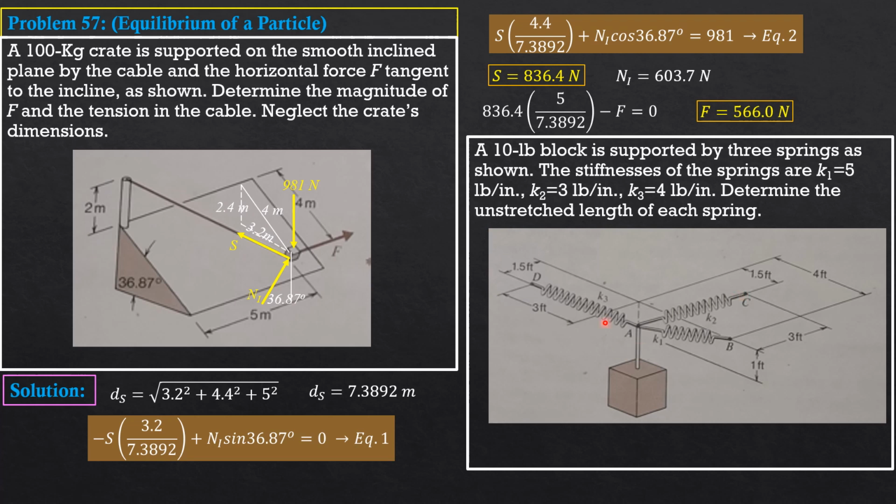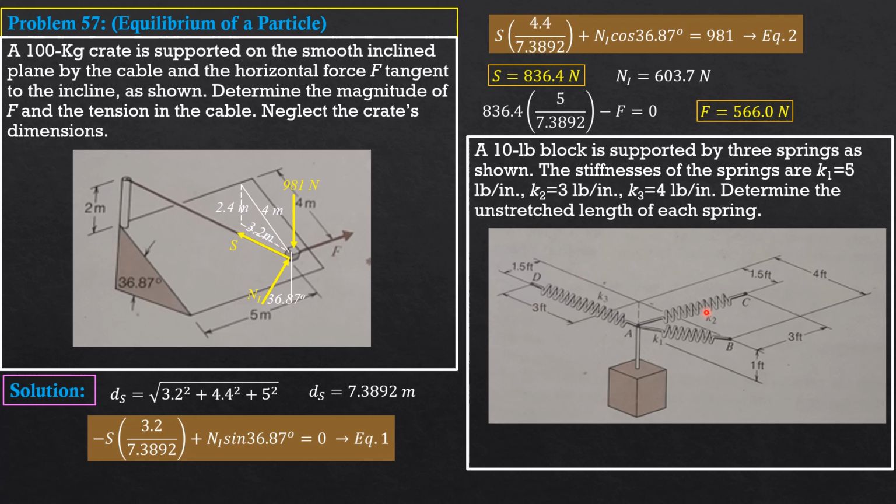So take note that the tension in each spring is stiffness times change in displacement. The change in displacement is the final length, which is the length of each spring, minus the unstretched length, which is required here. So I suggest that there are only 3 unknowns, the tensions in these springs, and you can set up 3 equations in 3 unknowns, then solve for the tensions.